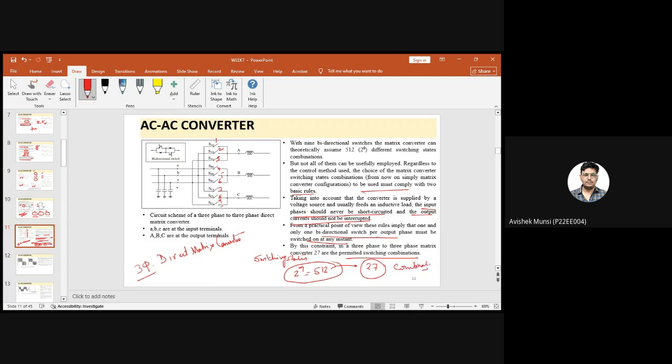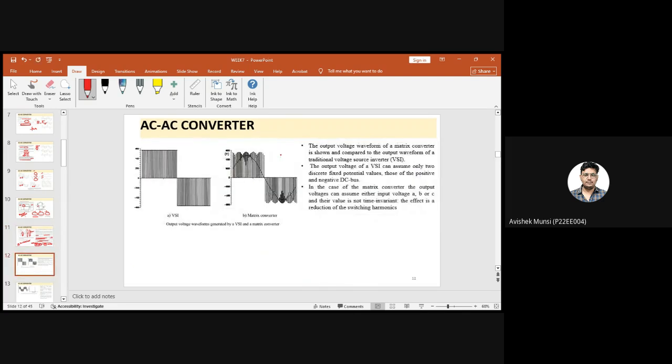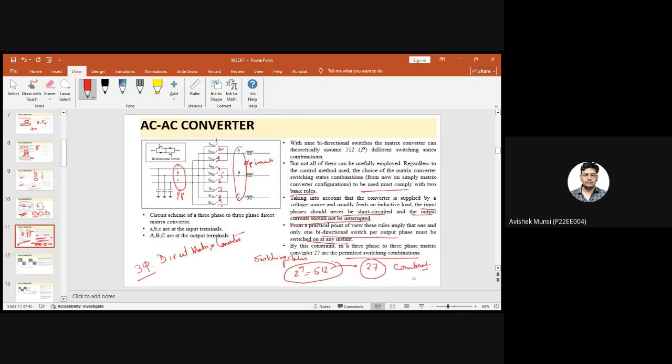Okay. Here a, b, c are the input terminals. These are the input terminals. And these capital A, B, C are the output terminals. Fine. So this is an example of a direct matrix converter. So if you have any doubt, you can ask.